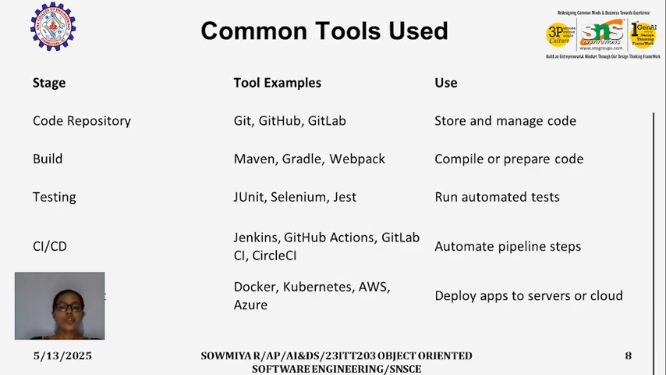Then tools used. DevOps toolbox. Here are some popular tools used in deployment pipelines. Purpose and tool examples: version control, Git, GitHub; CI/CD automation, Jenkins, GitLab CI; testing, JUnit, Selenium; containerization, Docker; and cloud deployment, AWS, then Azure. These tools help to automate the whole process: build, test, and deploy.